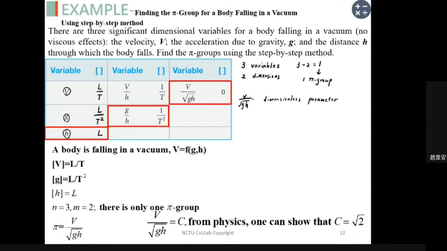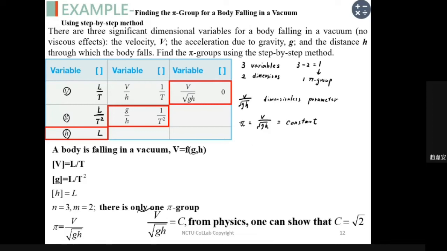And for these questions, we only have one pi group. So the pi involved in this problem is V divided by the root of gh. After the dimensional analysis, we only know that there is only one pi group, and this is equal to a constant value. But we didn't know the constant coefficient after we do the dimensional analysis.